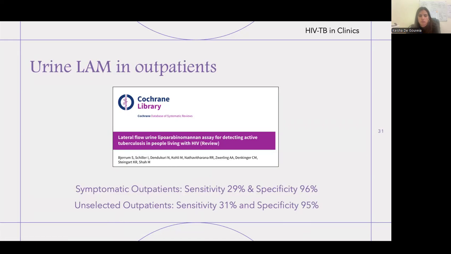But the thinking of making LAM available in outpatients is, of course, to expand that survival benefit that I went over earlier, so that the sicker patients at clinic level can still benefit from this test. And as we know, in many settings, depending on resources, not all ill patients will actually be able to reach a hospital. So the hope is that those presenting to clinics can still access this test.